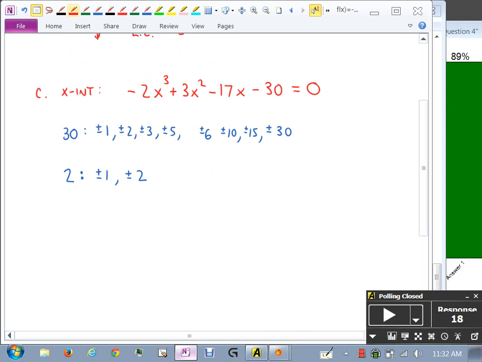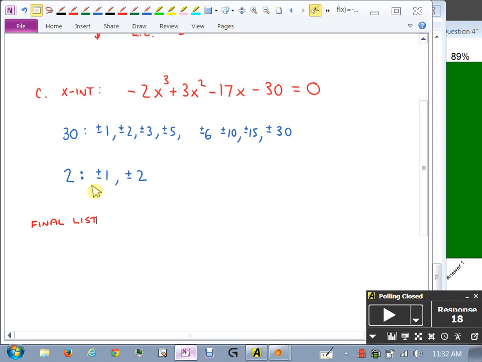So now we get our final list. Sorry, why do we do the 2? Because it's not a 1. If it's a 1, you don't even care. Okay? If it's something other than 1, you have to create a second list.